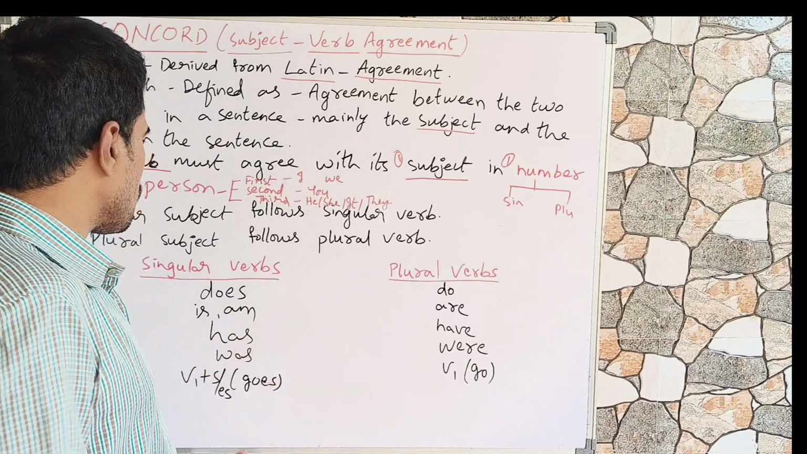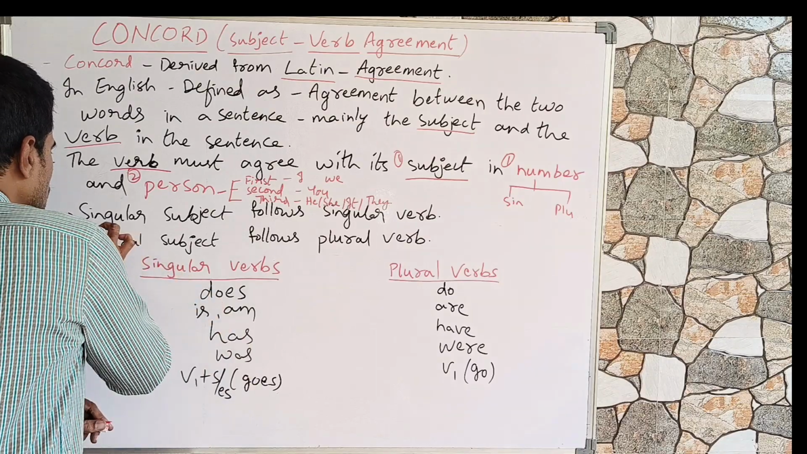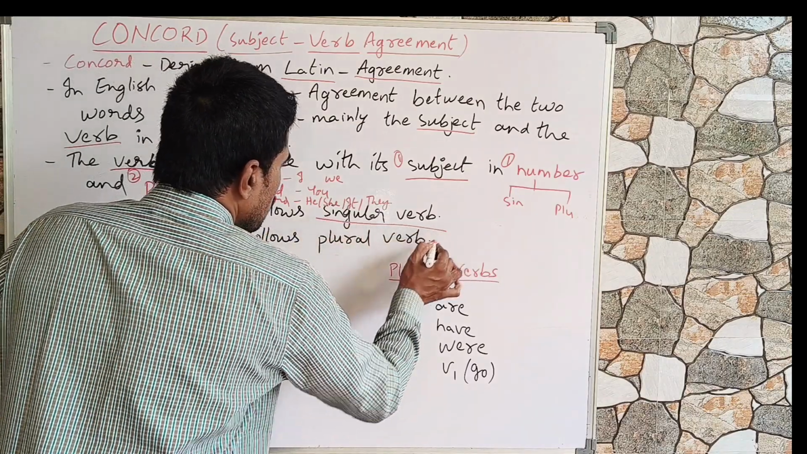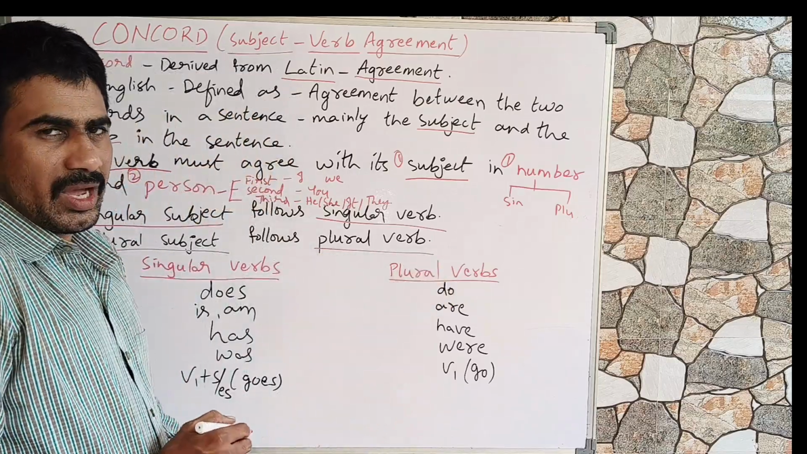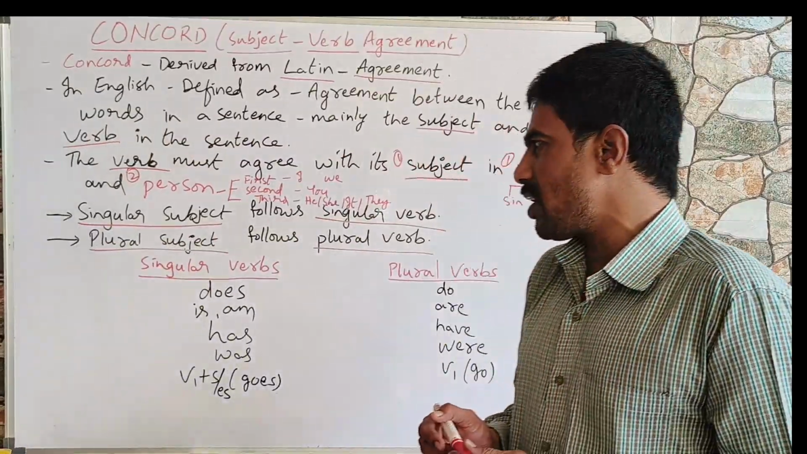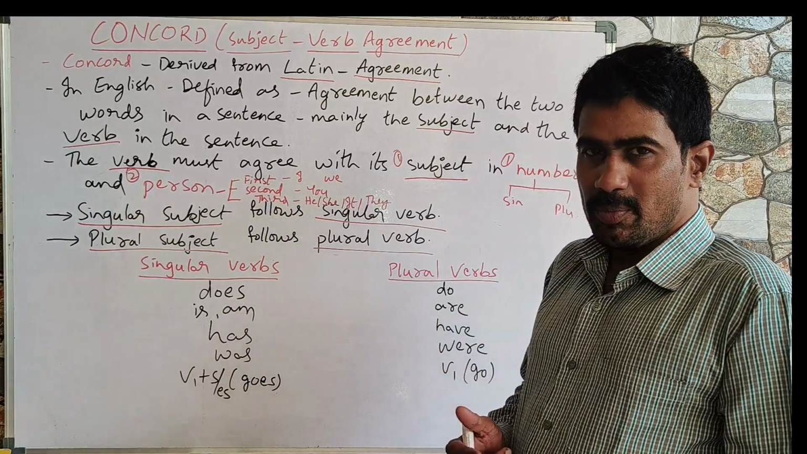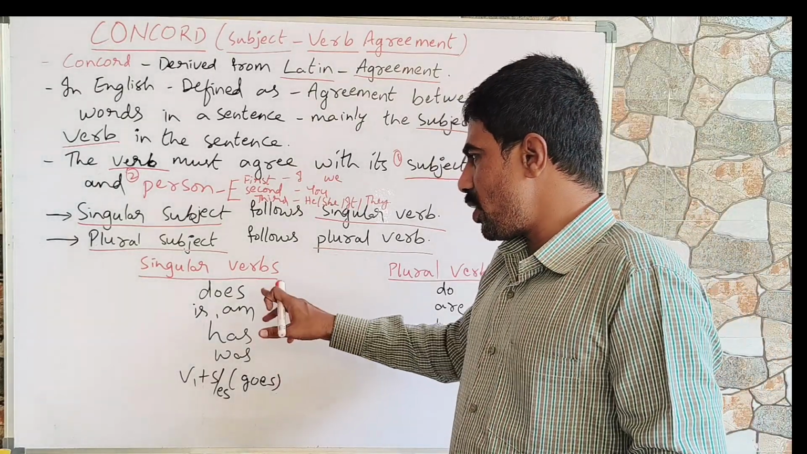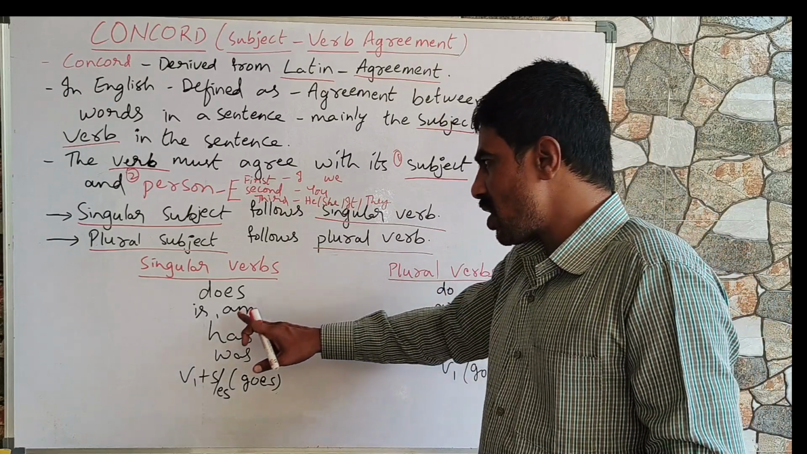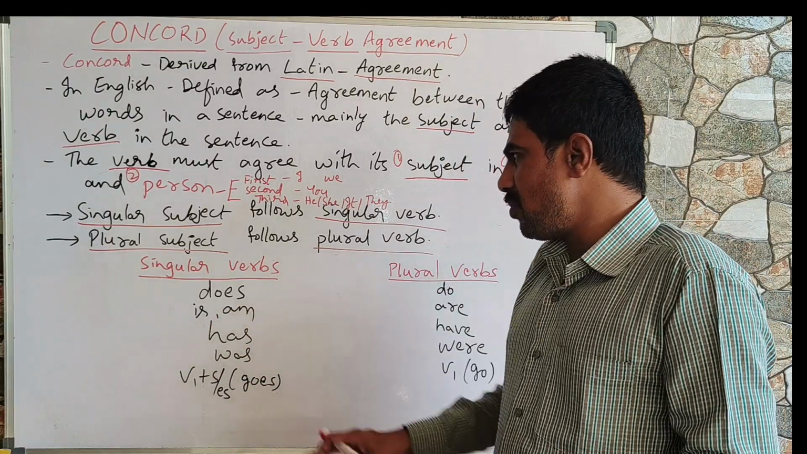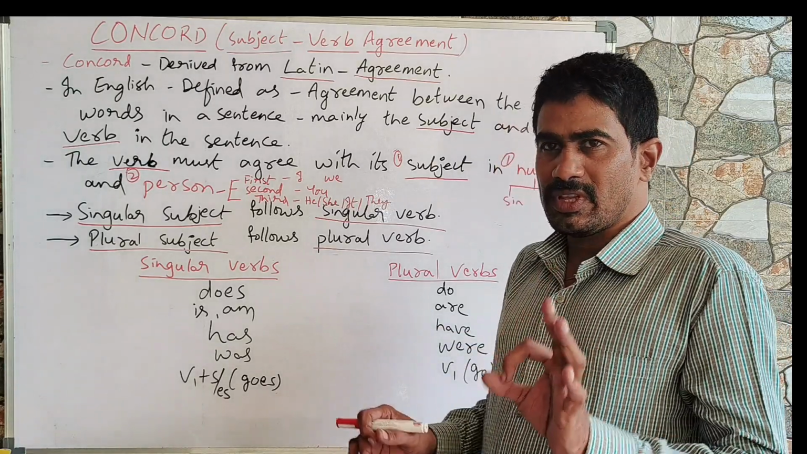Friends, as I already told you, a singular subject takes a singular verb, and a plural subject follows a plural verb. And if you look at this particular aspect, what are the singular helping verbs and plural helping verbs? Let us look at them now. Does is the singular, for that do is the plural. For is and am, is is used with he, she, it, and am is used with I.